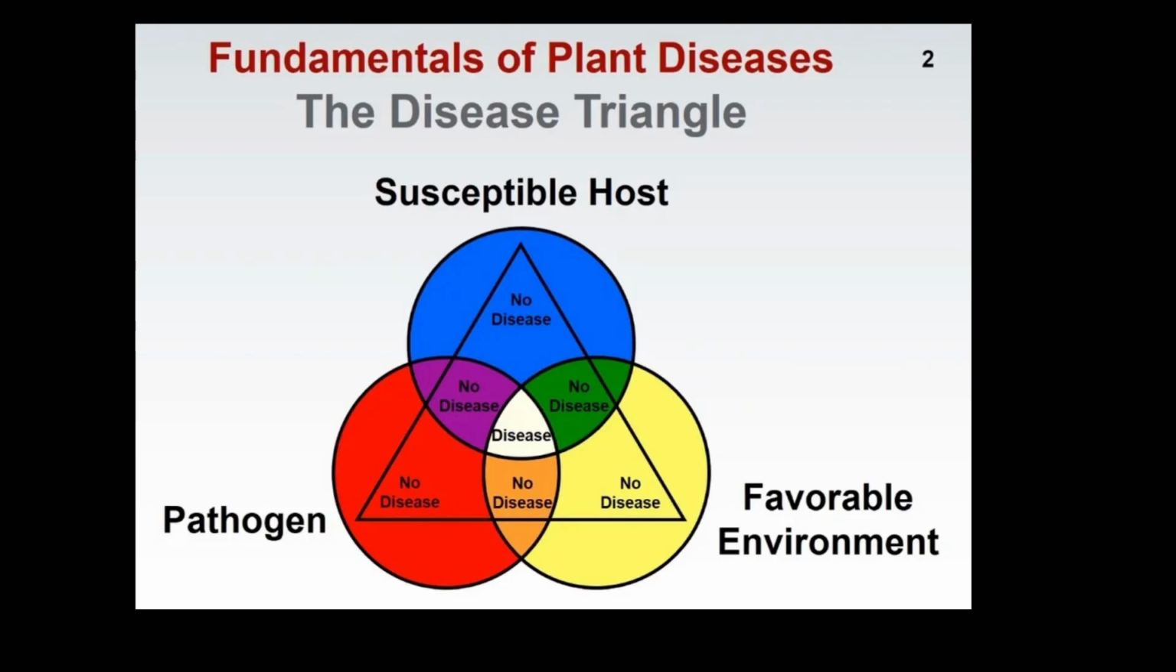So in the above diagram, out of these blue, yellow, and red, one more color, white, is present. That is the only part where all three are present, and then the disease is able to infect the plant. And the environmental conditions should be favorable to the pathogen. So all these three combined together cause a disease. Because of this we call it the disease triangle.